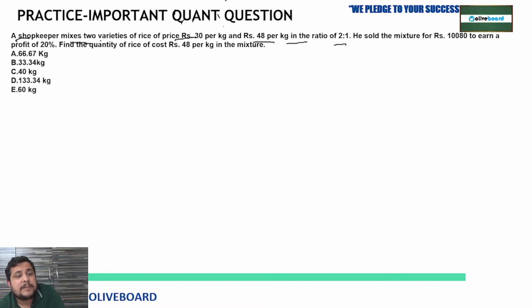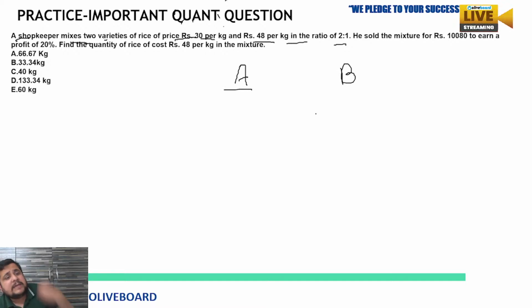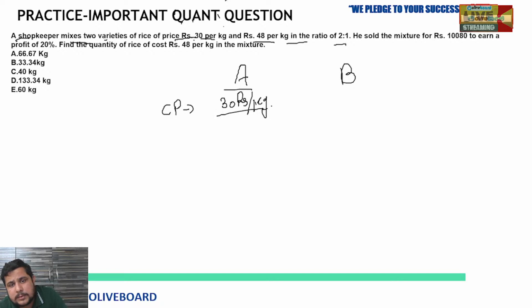A shopkeeper mixes two varieties of rice of price rupees 30 per kg. So there are two varieties of rice, so we can say the first variety is A, and the second one is B. You can even assume R1 and R2 also. So this is the cost price of 30 rupees per kg, and for rice B it is 40 rupees per kg.